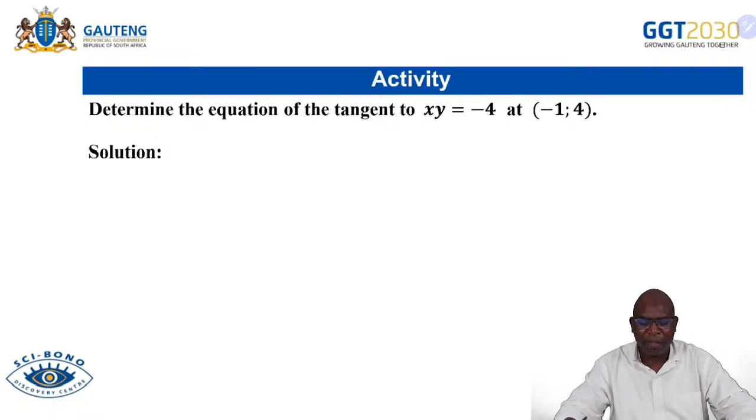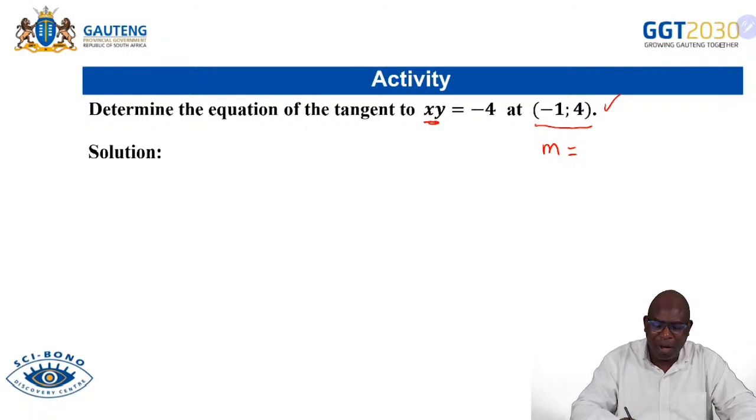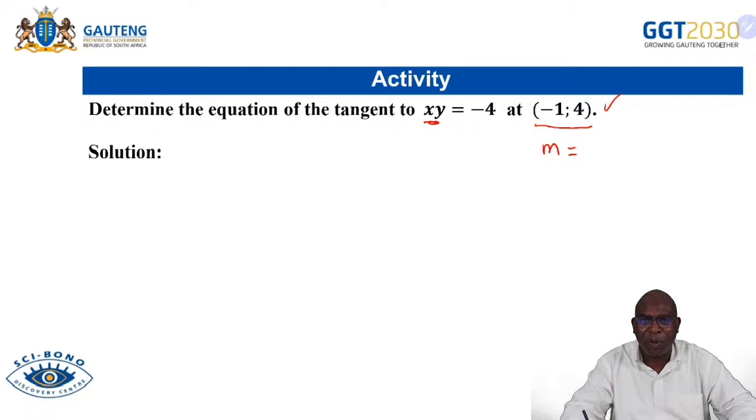Okay, now this one is a strange one. Now we're having the tangent to this graph, xy equals 4. The nice thing about this is that the point is already given. So I've got a point. What am I missing now? I need a gradient. So how do I get the gradient? Differentiate. Yeah, how do I differentiate that? So remember I've got xy. How do I differentiate xy? No problem.